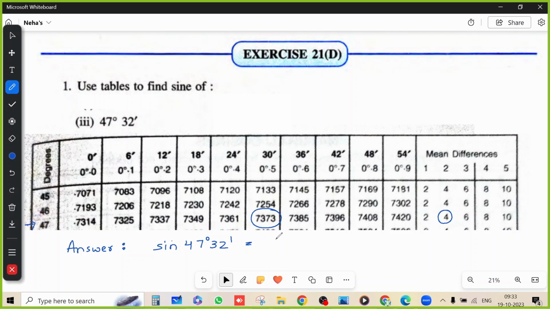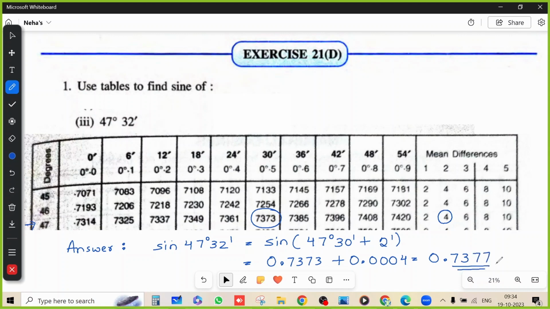Now the value of sine 47 degree 32 minute can be found using 47 degree 30 minute plus the difference of 2 minutes. So this will be equal to 0.7373 plus the number given here, which should be written in 4-digit decimal places. So it is 0.0004, and the sum then would become 0.7377. This is the answer.